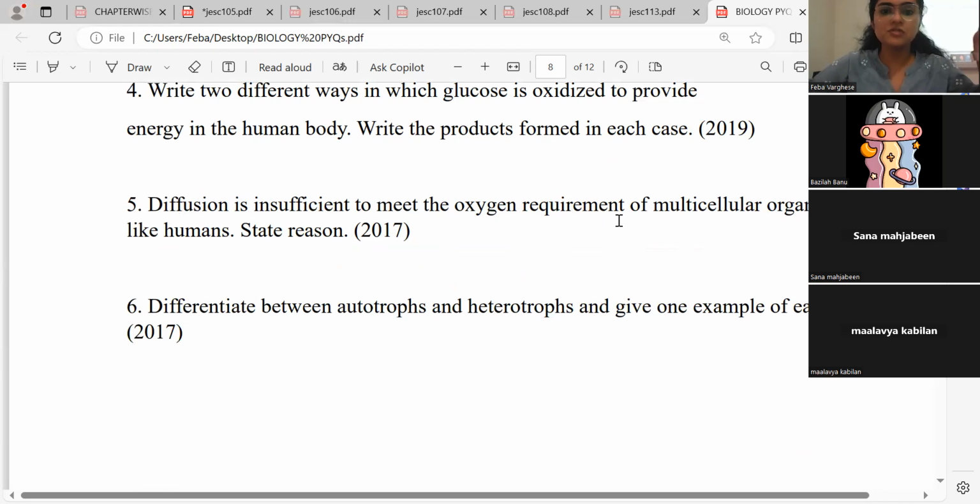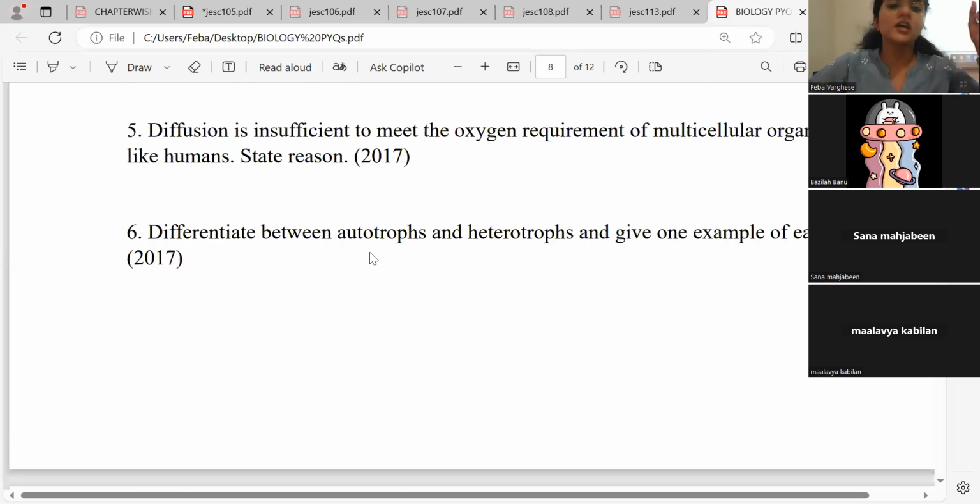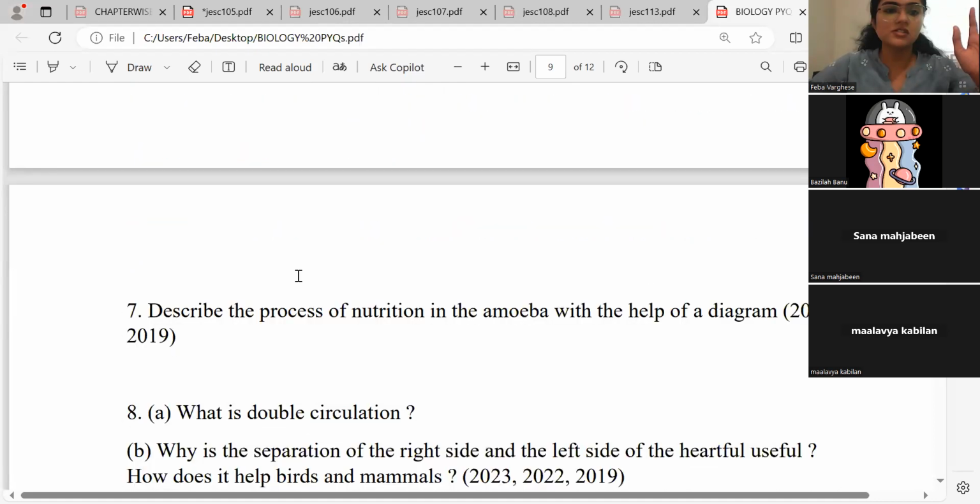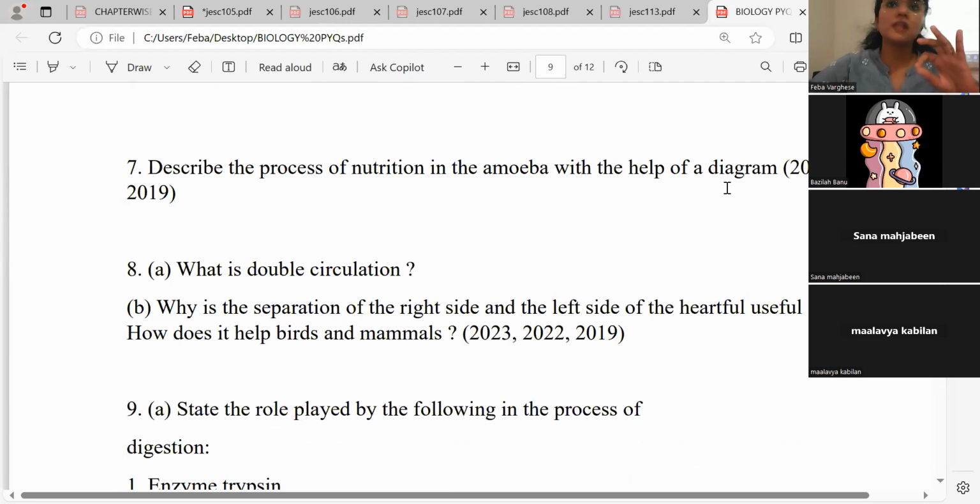Okay, diffusion is insufficient to meet the oxygen requirement of multicellular organisms like humans. State the reason. We already said not all the cells are exposed to the outer atmosphere, so diffusion cannot happen. We are complex organisms. We need a separate system, right? I told you about this initially. Now differentiate between autotrophs and heterotrophs. Give examples for each. Simple question you can answer. Describe the process of nutrition in amoeba with the help of diagram.